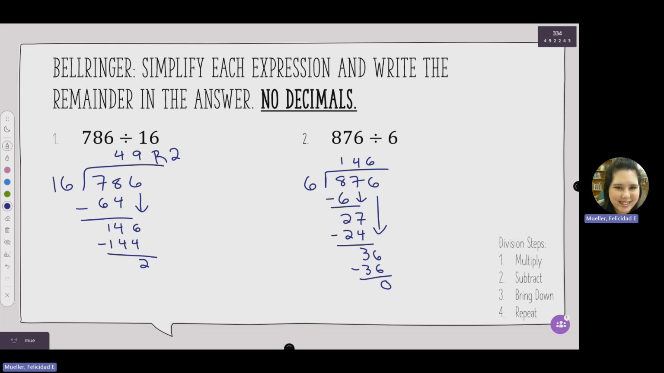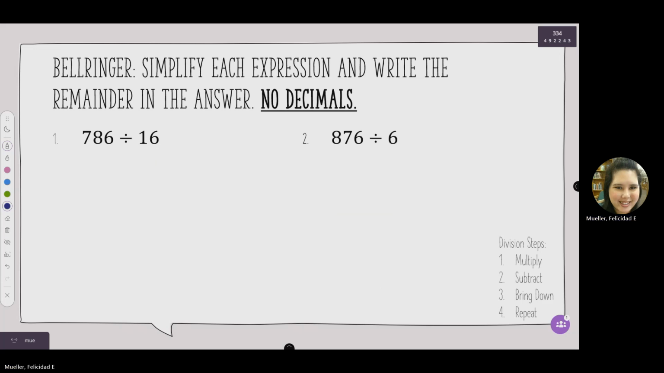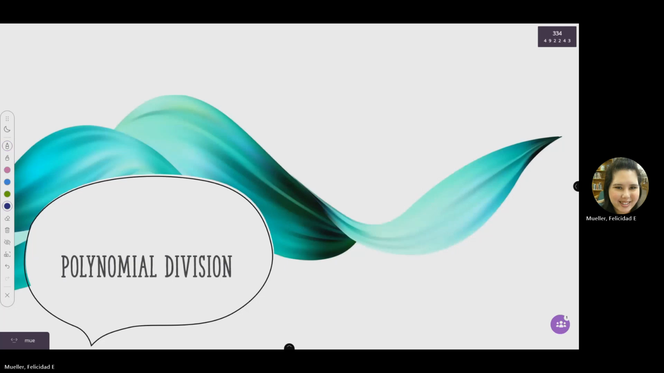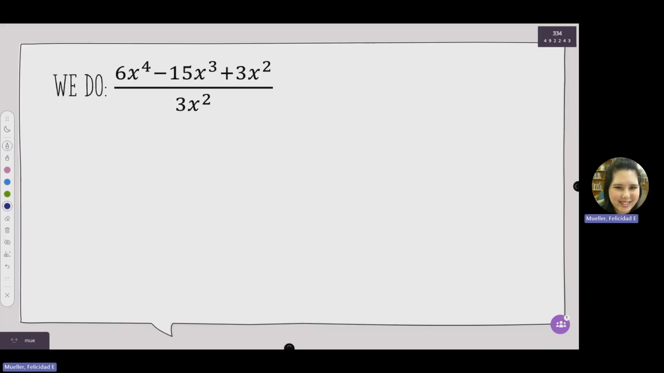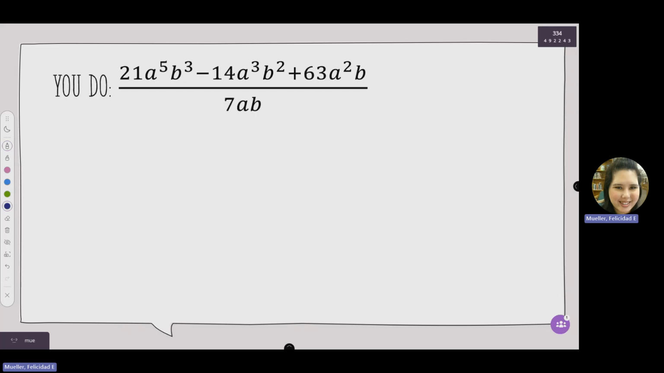So we have 2 different types of answers: those with remainders and those without. But we're going to go ahead and start our polynomial division. Polynomial division, we're just dividing by polynomials. We're going to start off nicely, dividing by a monomial. Remember, monomial means one term. So we are going to divide by one term, and I'm actually going to switch the we do and you do. So we're going to take a look at this one.